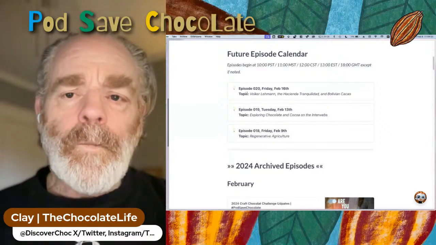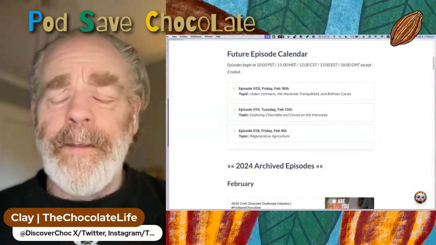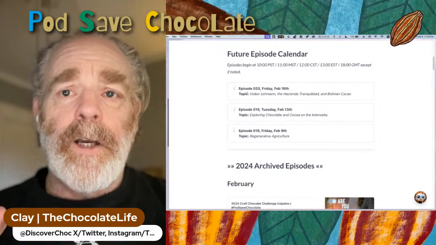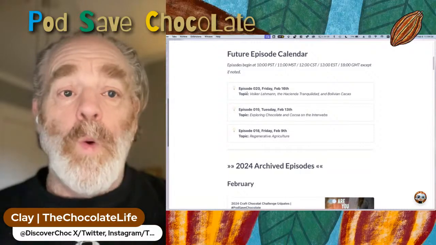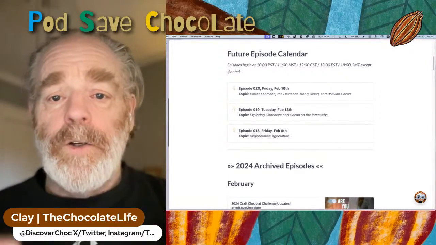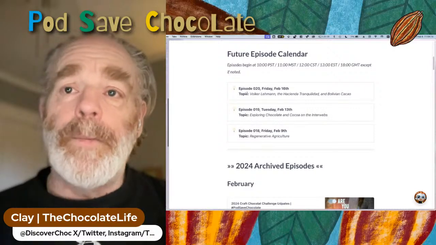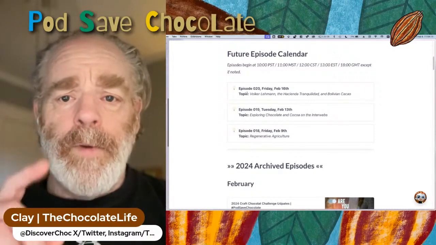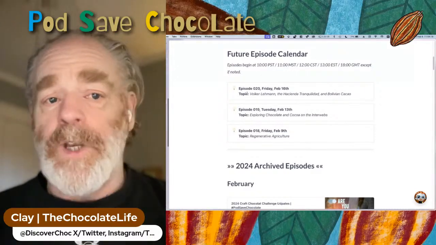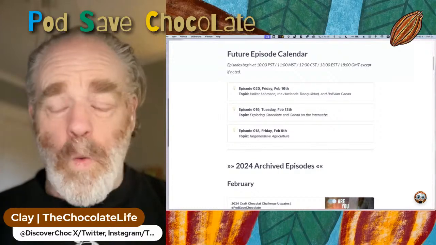He is the owner of the Hacienda Tranquilidad, and he is the person who brought the wild cacao silvestre to market in the mid-2000s, and is the recipient of the first ever Heirloom Cacao Preservation designation, so it's HCP 001.